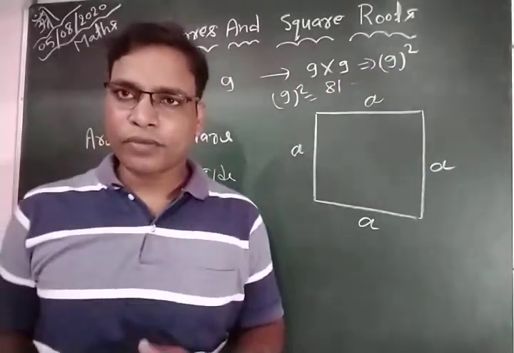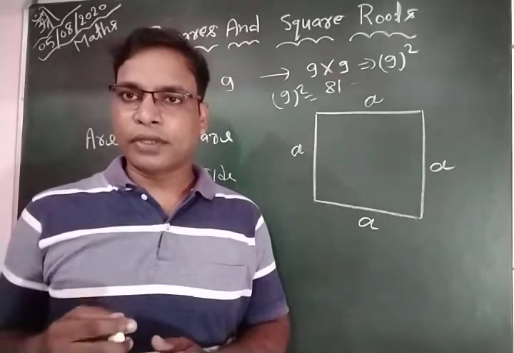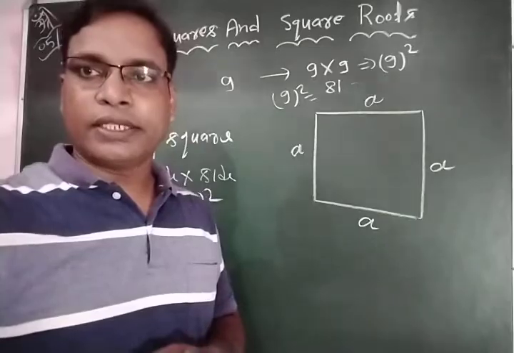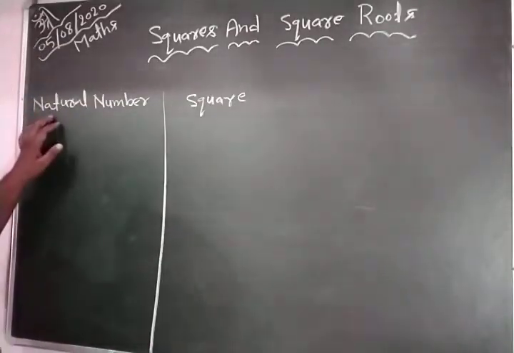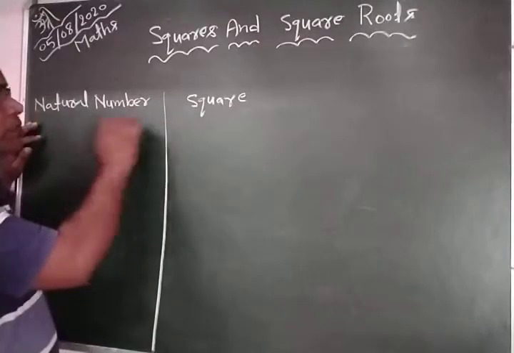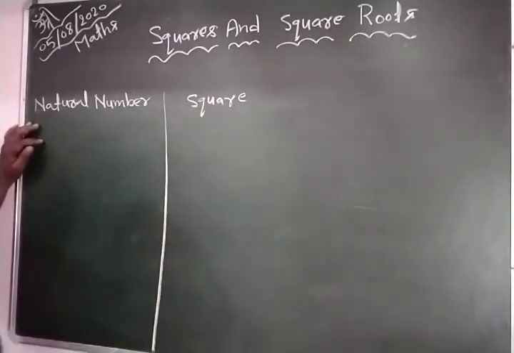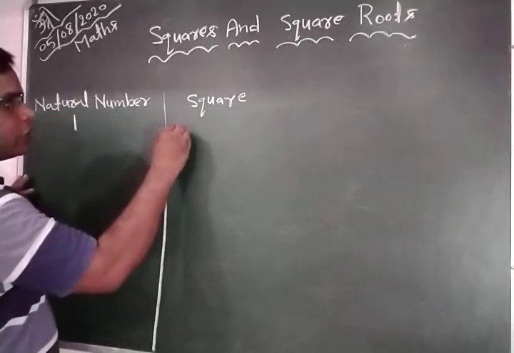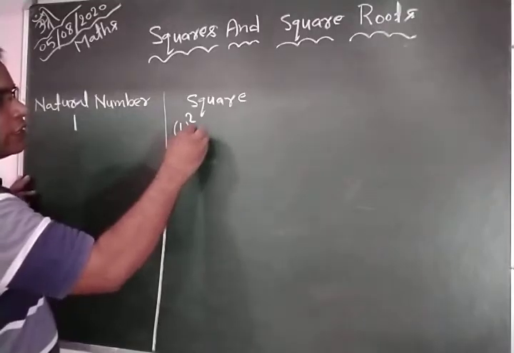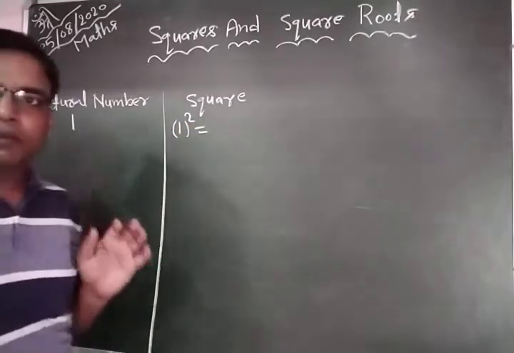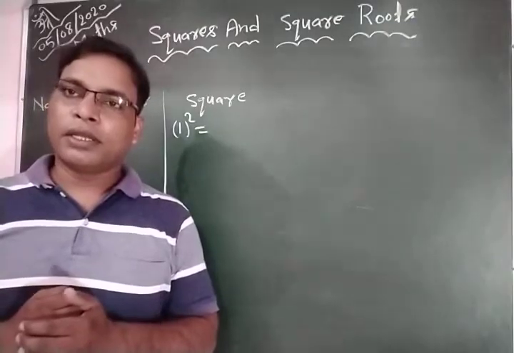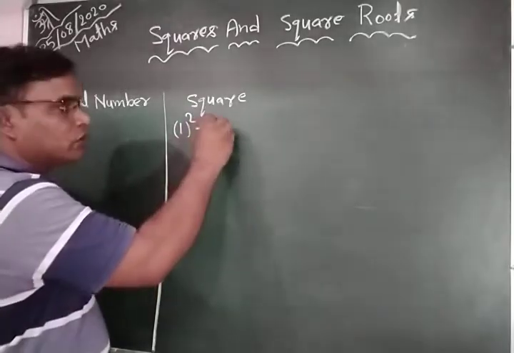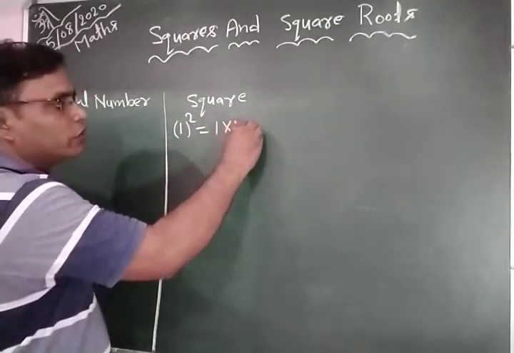Similarly, let's find the squares of some natural numbers up to 20. Here we draw two columns. The first column is natural numbers and the second column is squares. For natural number 1, the square of 1 is the product of the number by itself, which is 1 into 1, equal to 1.